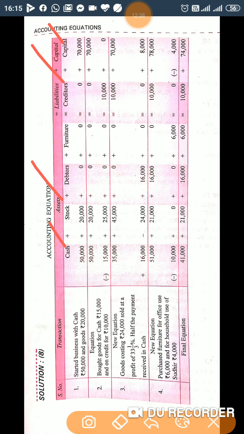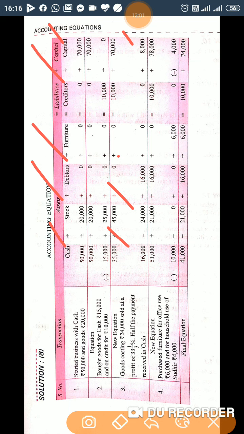Out of this 32,000, half the payment is received in cash. So cash will be added. Cash is involved, stock is involved, and half the amount is not received, so debtor is involved. You will write debtor, and the profit should be added to the capital, which is already written.